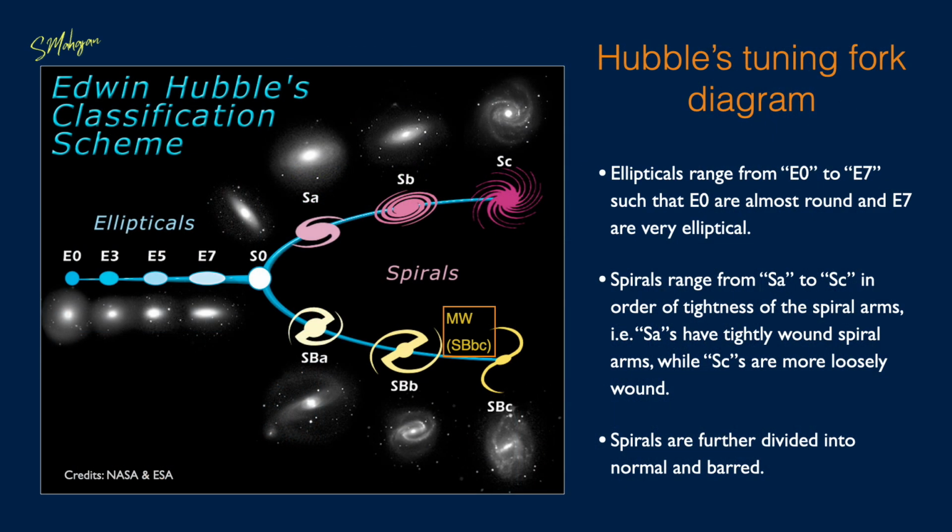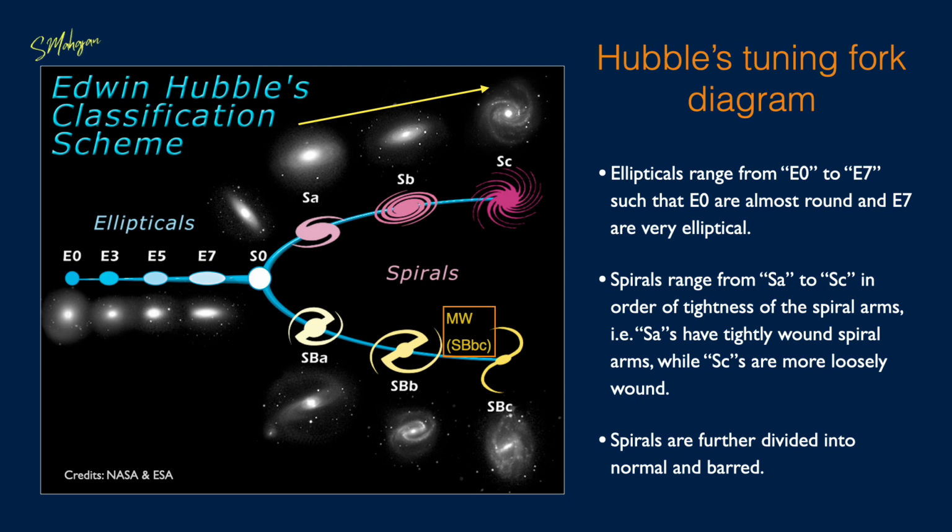Edwin Hubble classified the morphology of galaxies using this scheme, which is popularly known as the tuning fork diagram. In this scheme, ellipticals range from E0 to E7 such that E0 are almost round, and from there onwards the ellipticity of galaxies increases to E7. On the other hand, spirals range from SA to SC in order of tightness of the spiral arms. That is, the SAs have tightly wound spiral arms, while the SCs are more loosely wound.